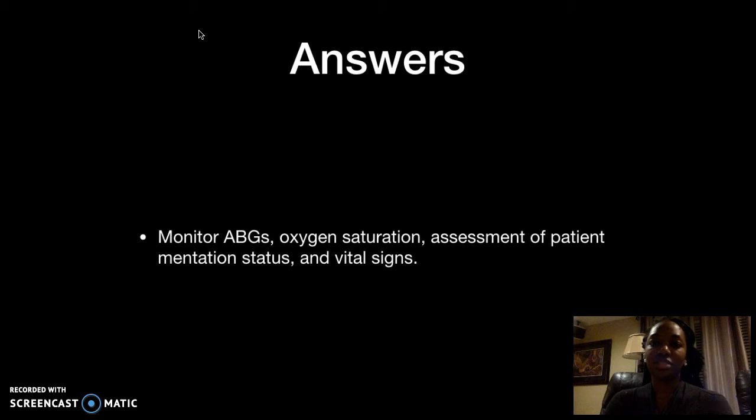The ABGs monitor the patient's CO2, or the carbon dioxide. The oxygen saturation is the O2 sats of the patient. Assessment of the patient's mentation status can give you an assessment of how the patient is oxygen-wise, because most of the time when you have somebody who's hypoxic, their mentation is altered. And just monitoring their vital signs.